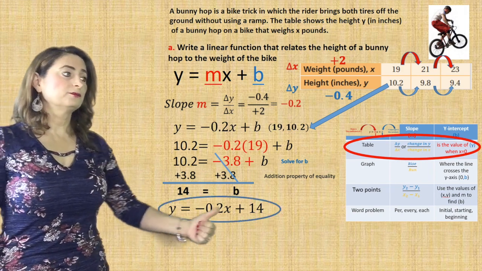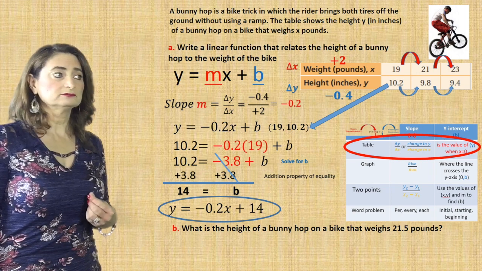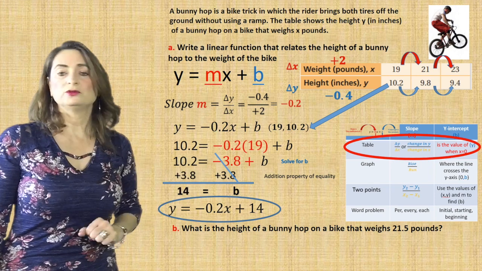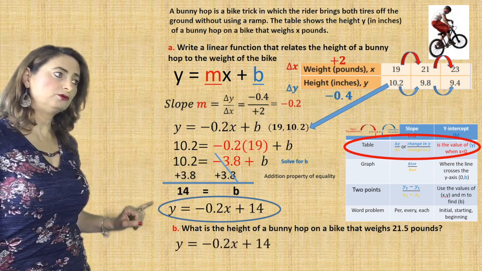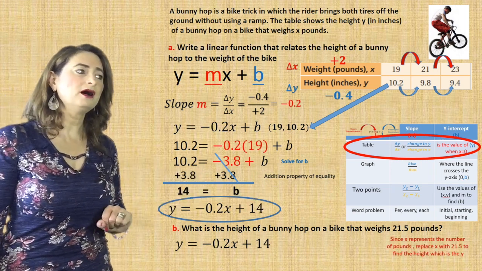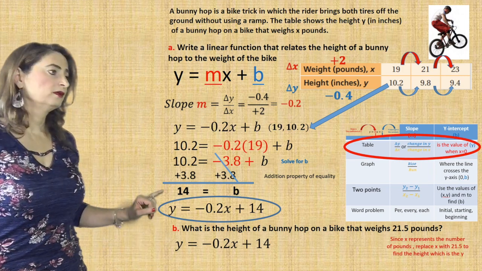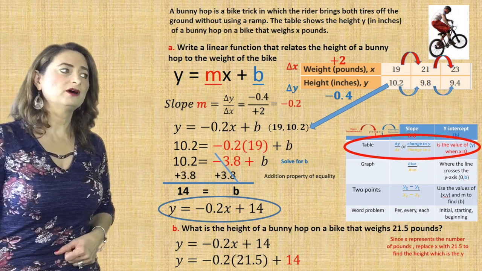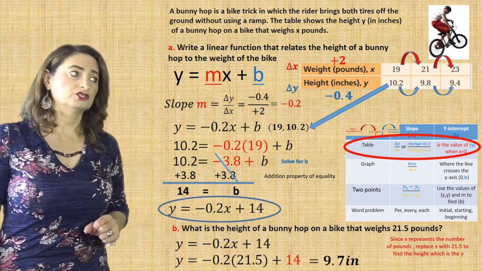What is the height of a bunny hop on a bike that weighs 21.5 pounds? You don't know what the height is when the weight is exactly 21.5. That's why we use the equation. So replace what you know again, and try to find y. Since x represents the number of pounds, replace x with 21.5 and find y. So y equals negative 0.2 times 21.5 plus 14, which is 9.7 inches.